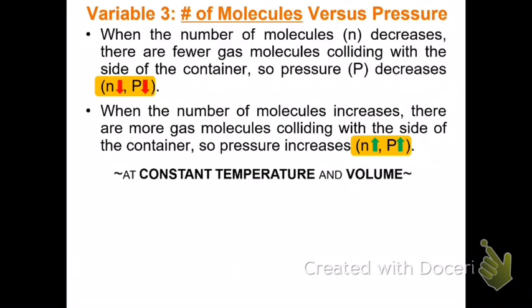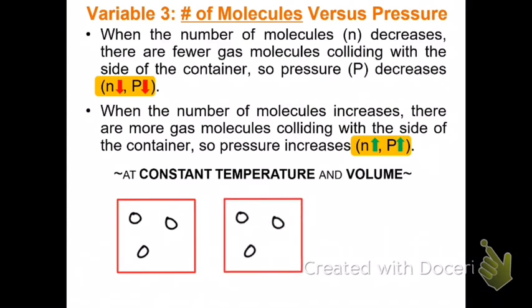And the third variable here is the number of molecules. How would the number of moles or number of molecules affect gas pressure? For this one, we're looking at the other two variables remaining constant, not changing. So this is at constant temperature and volume. So again, if we have, let's say, two containers with the same volume and temperature, but the only difference here is the number of molecules.